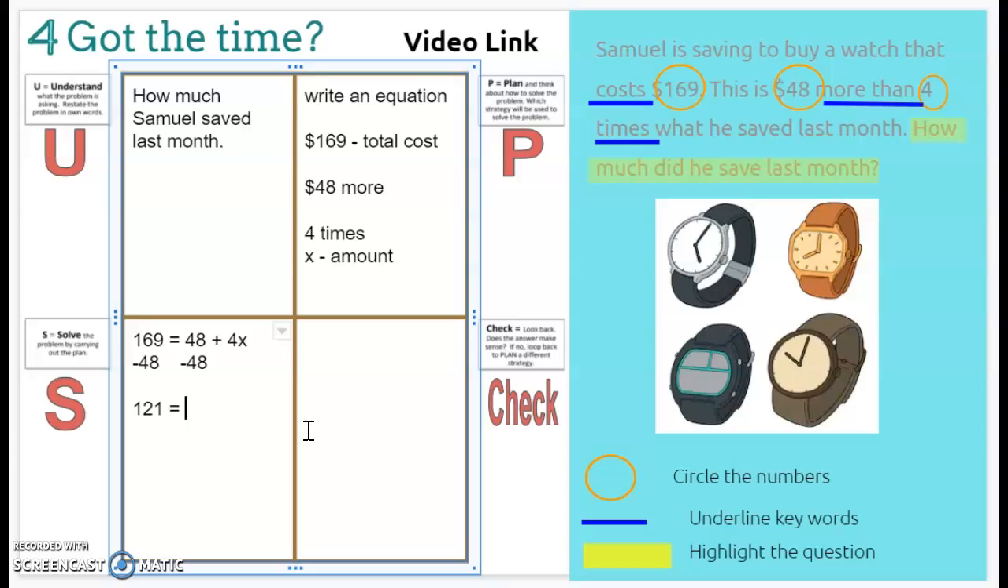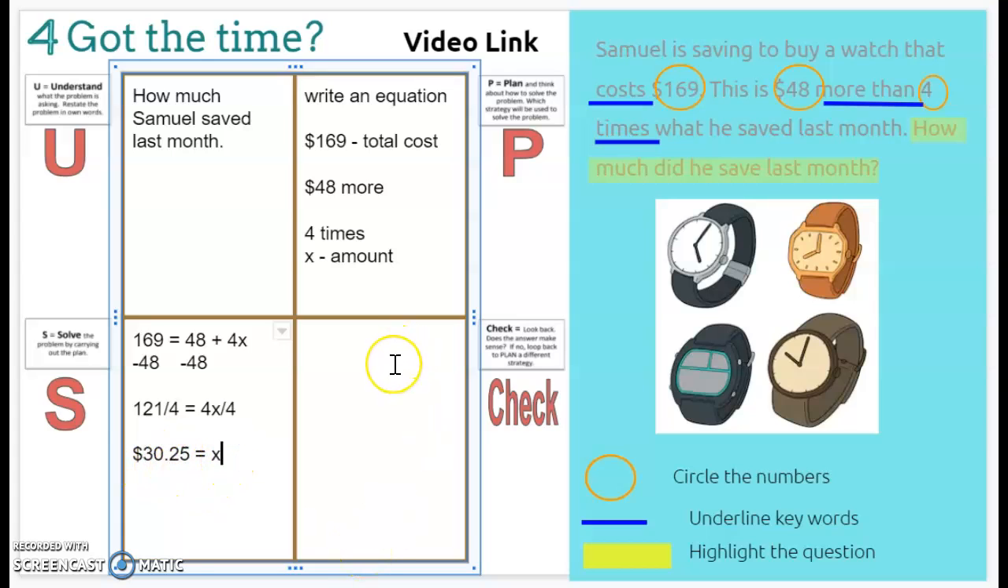That's going to equal 4 times. Okay, so now we need to divide by 4 to get rid of that because it's multiplying by 4. We need to now divide by 4 on each side to then come up with how much he saved last month, or our X. So we take 121 divided by 4, and that's going to give us $30.25. So a decimal is okay as long as you write the decimal in like dollars amount. So you have your dollar amount, which is $30, and then 25 cents.